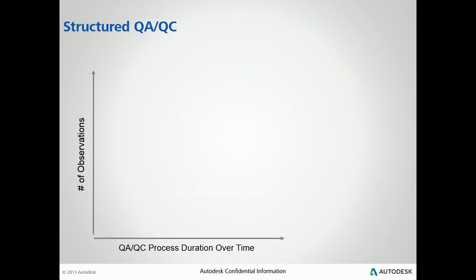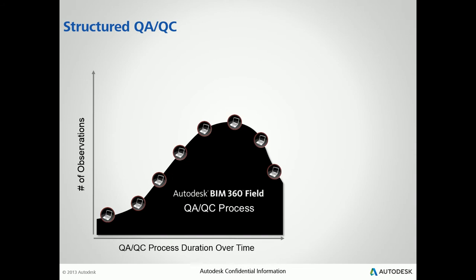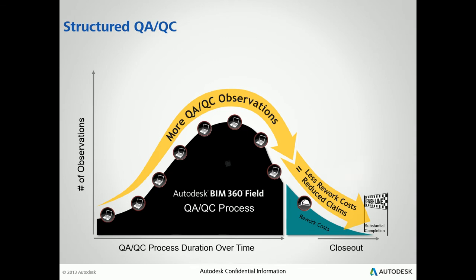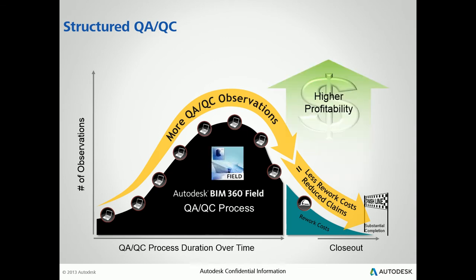The way to solve that is to move more of the observations to the early stages of the field process. That way we can reduce the cost at the later stages. So if you have more observations at the beginning, then at the end we have a higher profitability, and that's the main approach of BIM 360 Field.